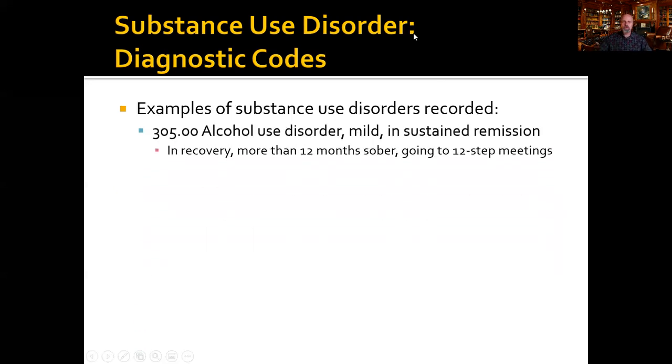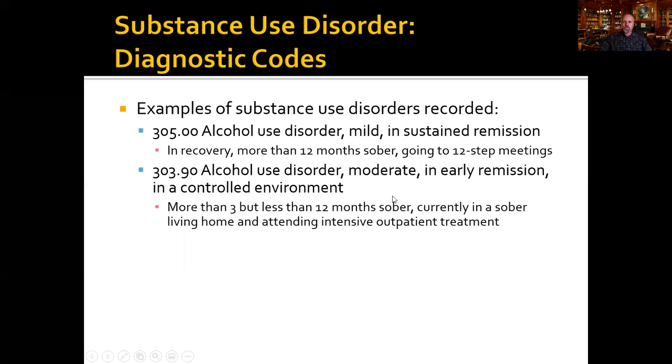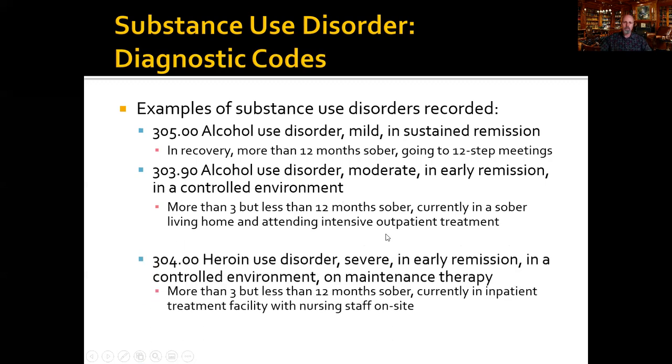These are just examples of recording substance use disorders. So the code for alcohol use disorder is 305.00. Alcohol use disorder, mild, in sustained remission. This might be somebody who's in recovery, they're more than 12 months sober and they're going to 12-step meetings. Alcohol use disorder, moderate, in early remission, in a controlled environment. They've got more than 3 months sober but less than 12 months sober. They're in a sober living home, attending an intensive IOP program.